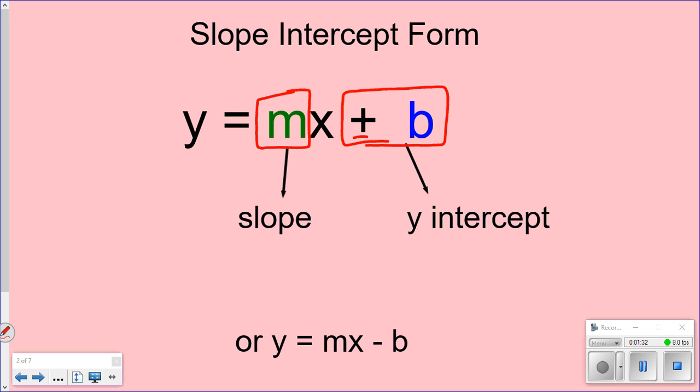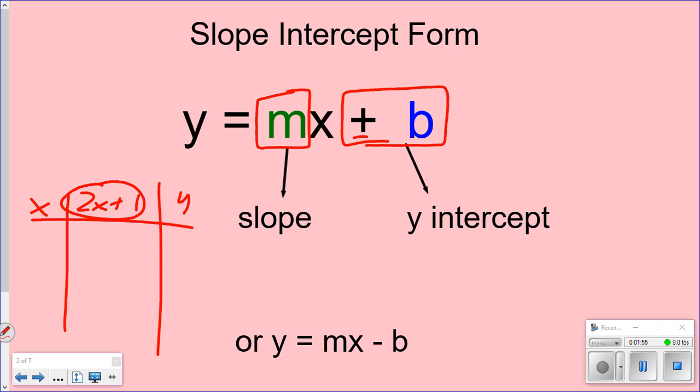So I want to go back to, remember what we did a few days ago where we put something in a function machine and we got something else? Remember we did a chart? Remember we got points? Okay. I'm going to teach you a way where you don't have to make the chart. Remember, where we did x and y and we maybe had 2x plus 1. Remember that? This is in slope-intercept form already. You just didn't know it.